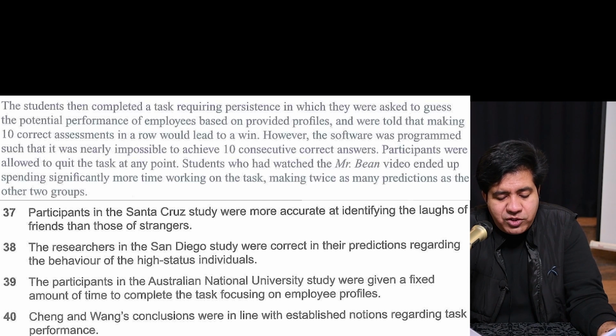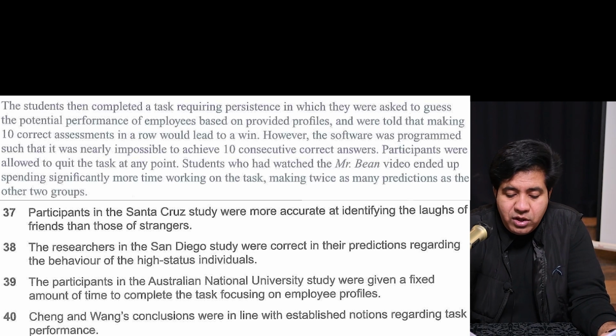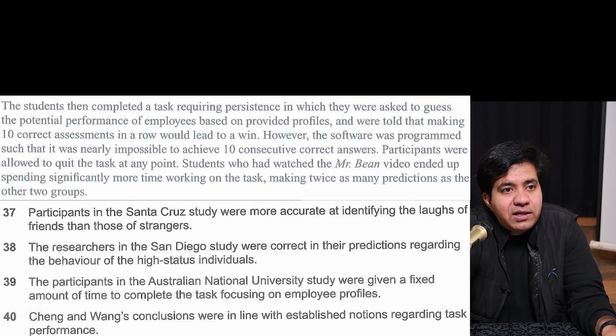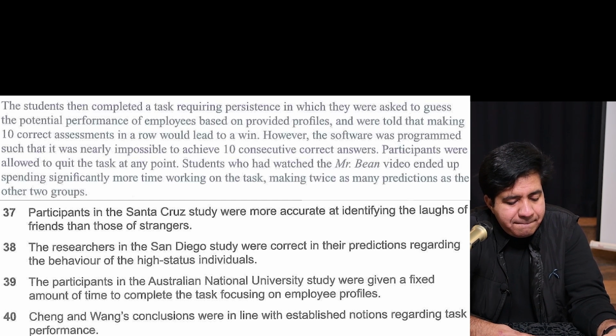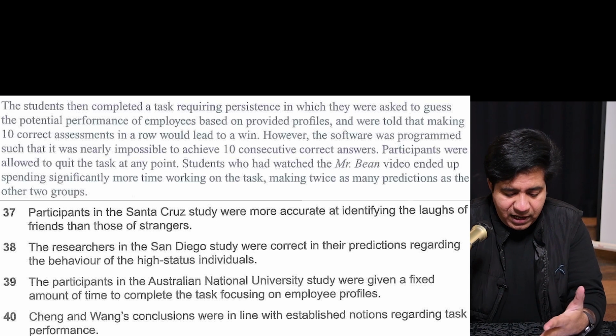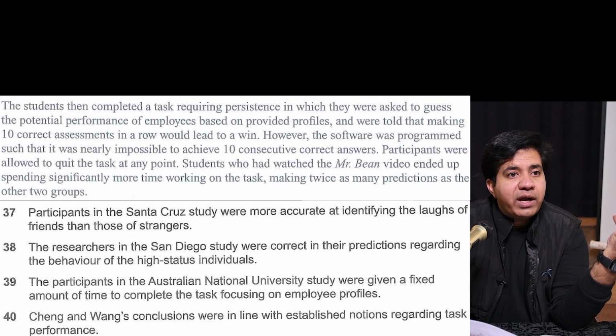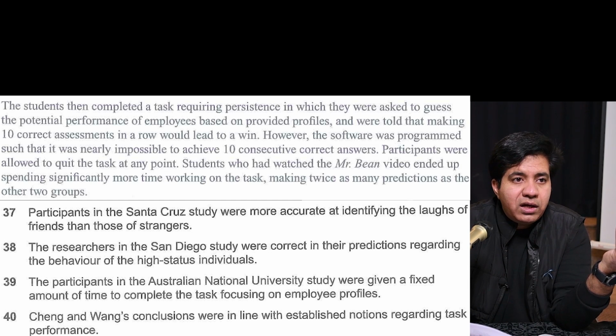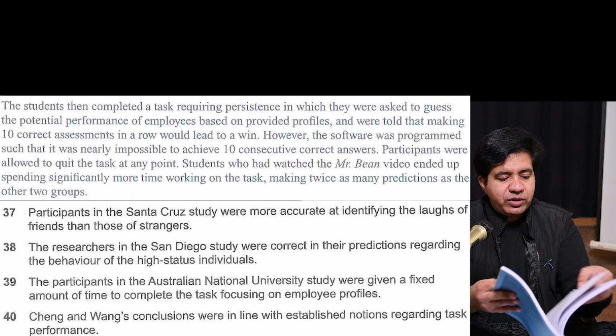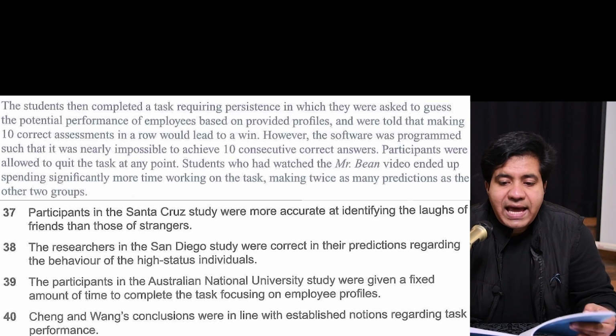Participants were allowed to quit the task at any point. Third last paragraph, third last line, participants were allowed to quit the task at any point. So were they given a fixed amount of time? No. Here they mentioned that they were allowed to quit the task at any point. So any point means the time was not fixed. They could leave at any time. So the answer is no, exactly.